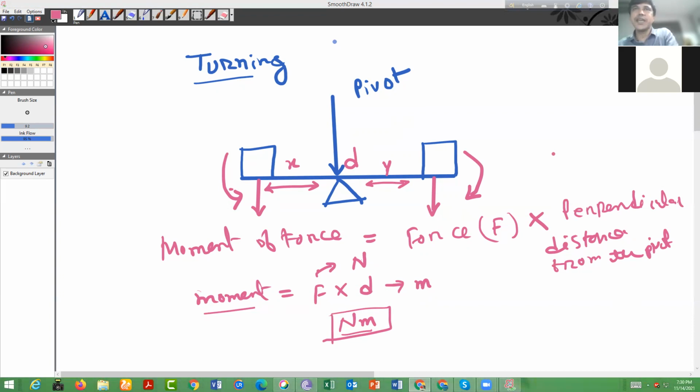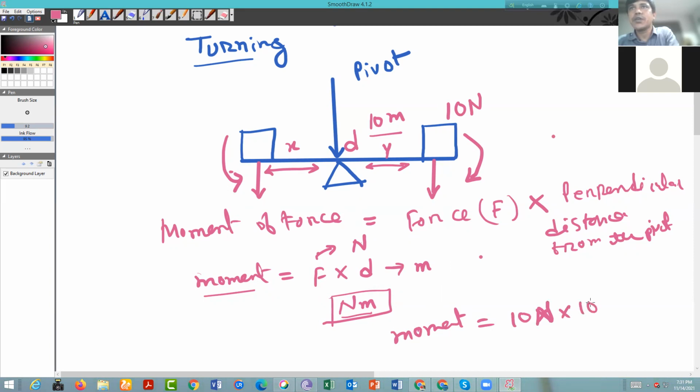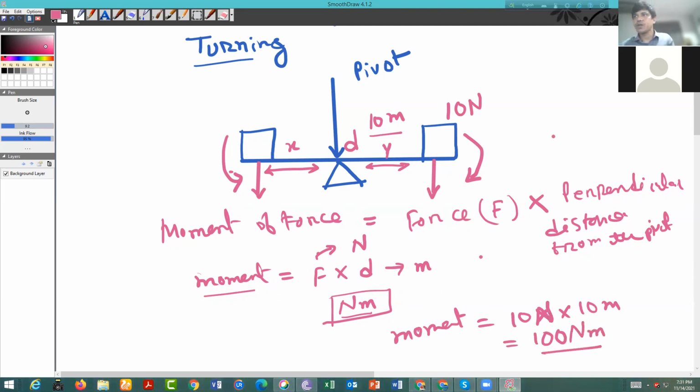So let's check this one. Here we say distance Y is 10 meter, and the force given is 10 Newton. So what will be the moment of force? 100. That means moment equals 10 Newton into 10 meter, which is 100 Newton meter. So this way you can calculate the moment of force.